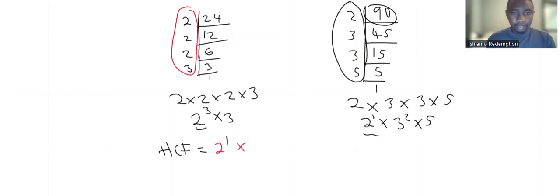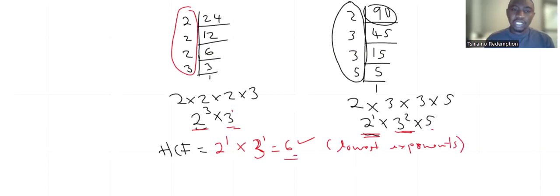And then I have 3 to the power 1 and 3 squared there. So I'm going to choose this one with the lowest. So 2 multiplied by 3 becomes 6. I cannot choose 5 because 5 is not appearing here. It's not a factor of 24. So I choose the ones that appear in both of the numbers, and then I always take the one with the lowest exponent. That's my answer there.